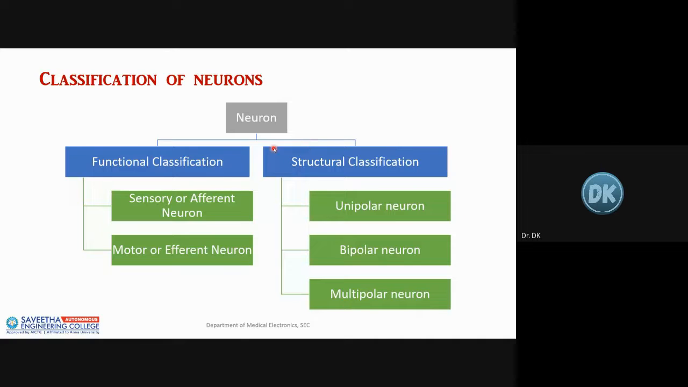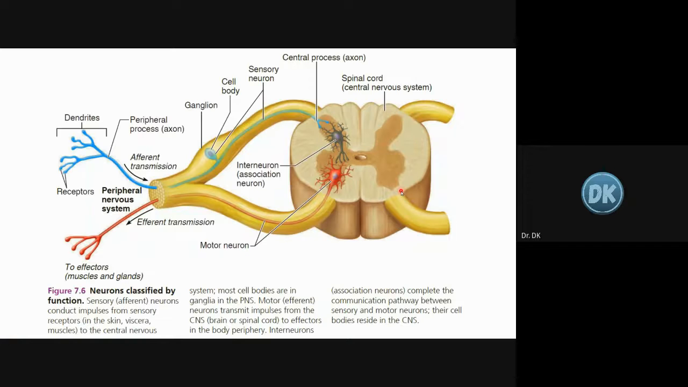The second type of classification is your structural classification. In structural classification you have unipolar neuron, bipolar neuron and multipolar neuron. So let's see each one in detail. First thing is neurons classified by function. So what kind of function does it perform?